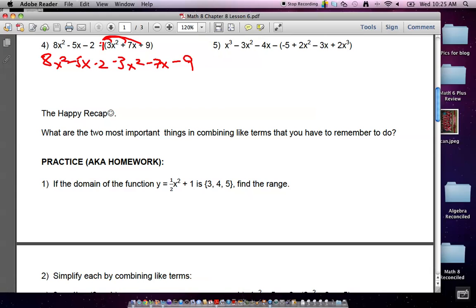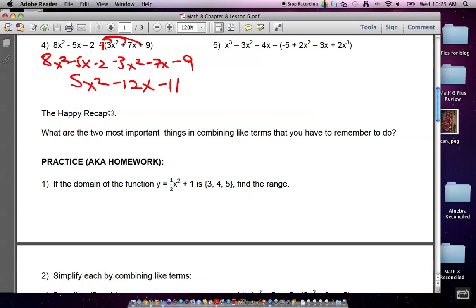Is that a stretch or a question? It's a stretch, okay. 8x squareds, negative 3x squareds, 5x squareds. So far, so good? All right, next up, negative 5x, negative 7x makes negative 12x. Next up, negative 2, negative 9, negative 11. So 5x squared minus 12x minus 11. Any questions on that? Anything I could go over with you there?